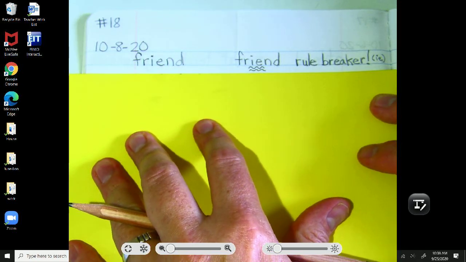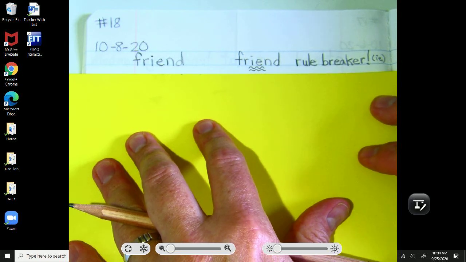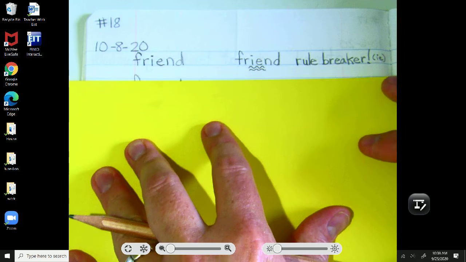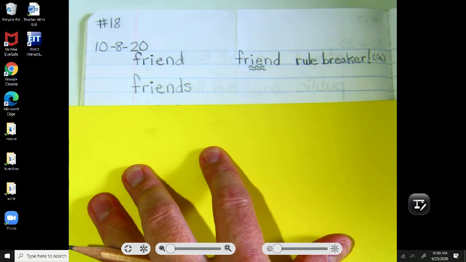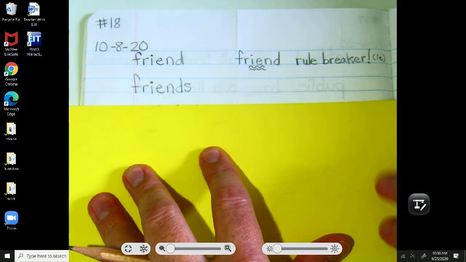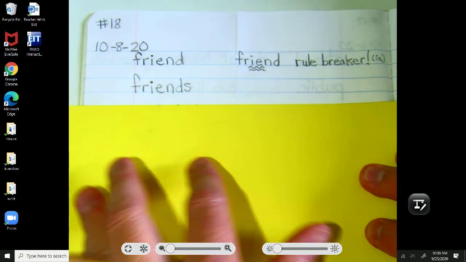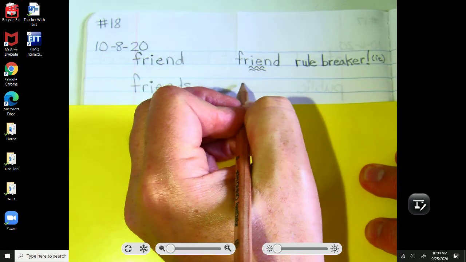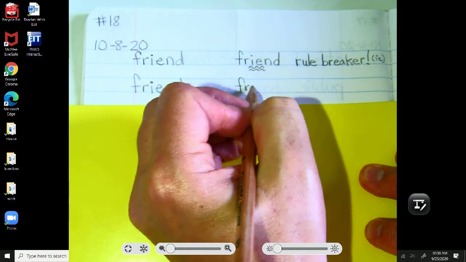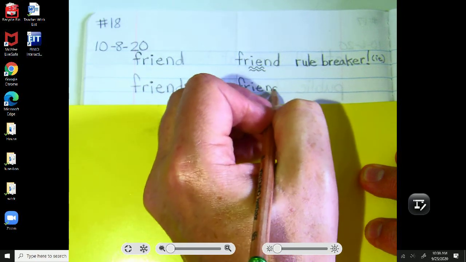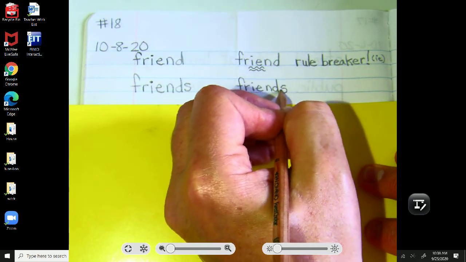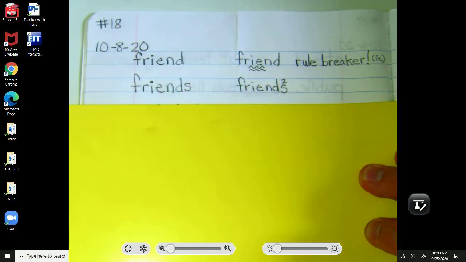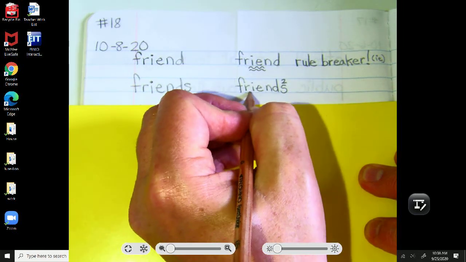Scholars, our next word has friend as its root word, so keep that rule breaker in mind as you write and analyze the word friends. Pause, write, and analyze friends. All right, friends, let's check how you did. Friends is a one-syllable word. We have friend, just like our first word, with a z at the end, saying its second sound. Friends.